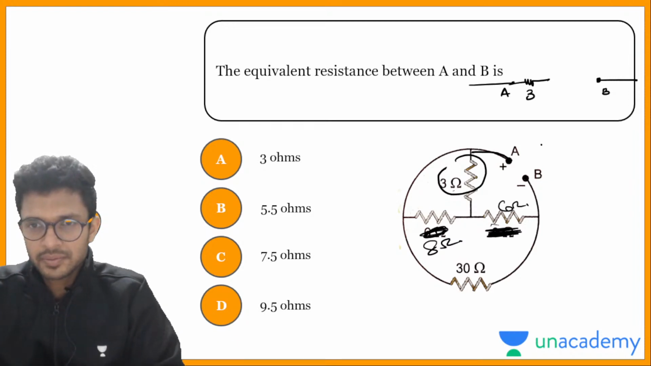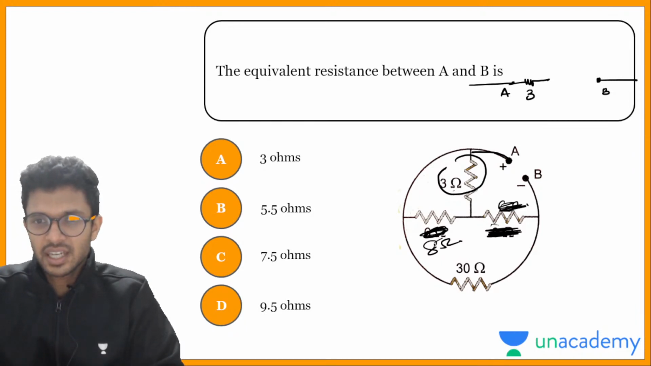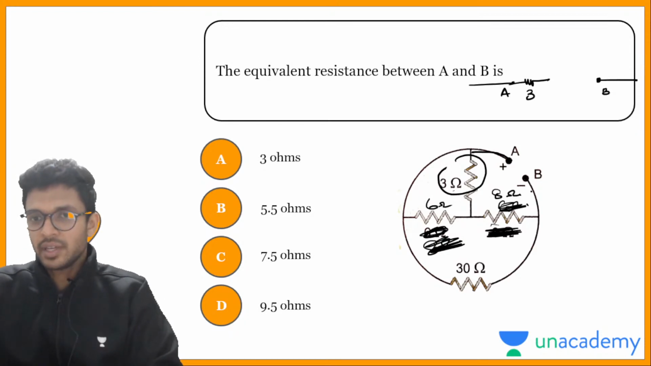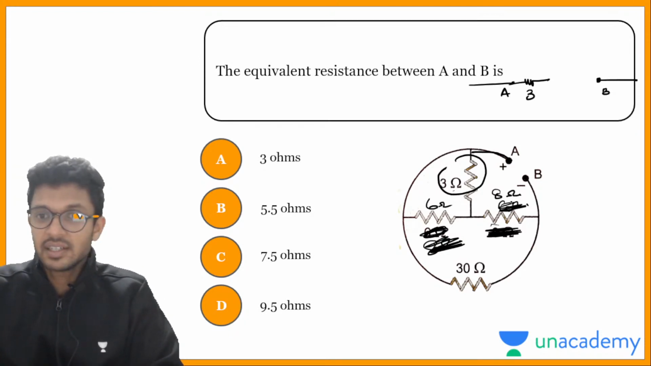Okay, now, look at this. The question is totally here and there. Anyway, no problem, we'll do it in this manner. 6 ohms here, 6 ohms here and 8 ohms here. Okay, so A starts from here.